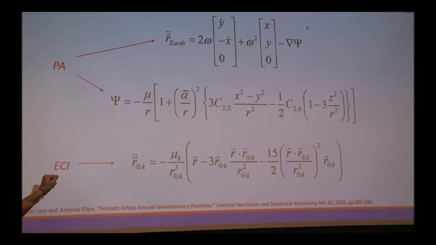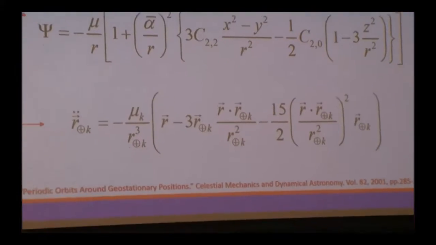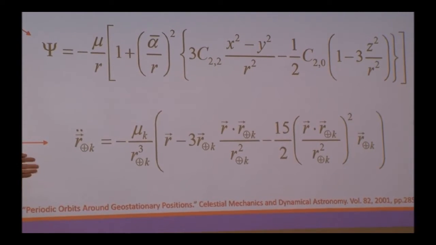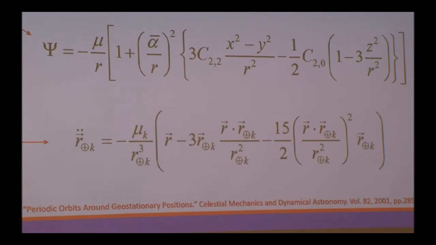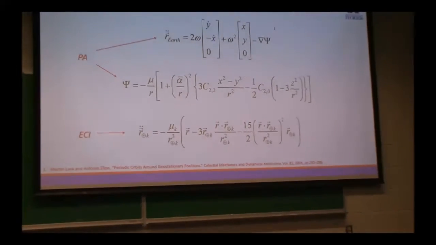And this is the third body perturbations from the Sun and the Moon. You do a Taylor series expansion, get rid of the higher order terms, and you can approximate the contribution from their gravitational effects on the satellite with that equation there.